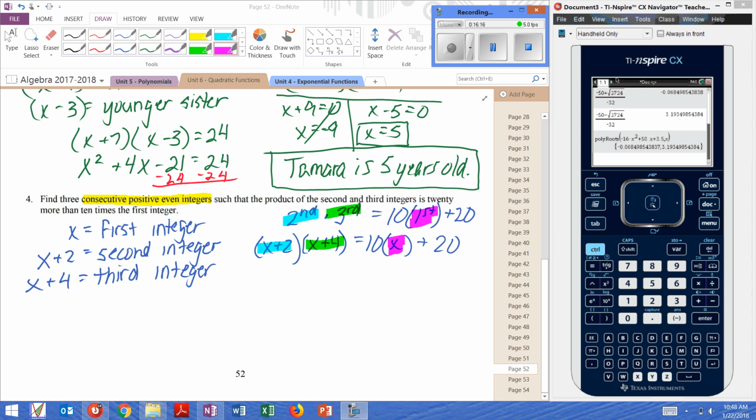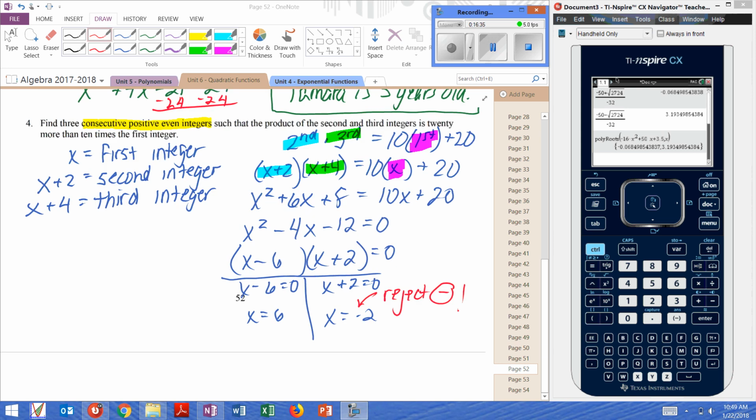Okay, so the product, we're multiplying the second and the third. That should equal 10 times the first, and then 20 more than that. I color-coded it for you. Now what do we do? Well, we got to do some multiplying, so some double distribution. Go ahead and try solving this one on your own.